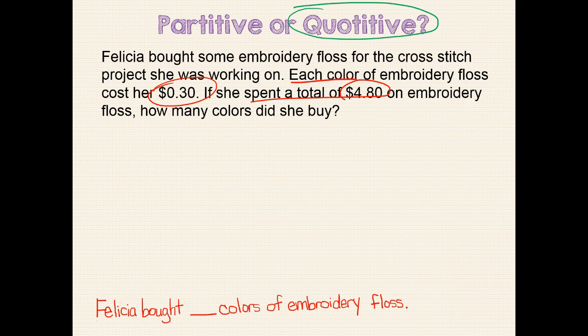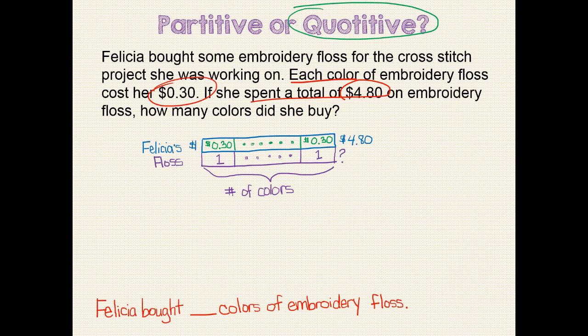The whole for this problem is Felicia's money, so this unit bar will represent the $4.80 she spent on embroidery floss. Since we know that this unit bar will be divided by the number of colors of embroidery floss, which we don't know yet, and we know that each color will cost 30 cents, we can show that like this. The dots in the middle represent an unknown number that we need to find out. We can also drop down and show that each 30 cents that we divide this bar by represents one color, and our question mark can go at the end of this bar or with the bracket that says number of colors.